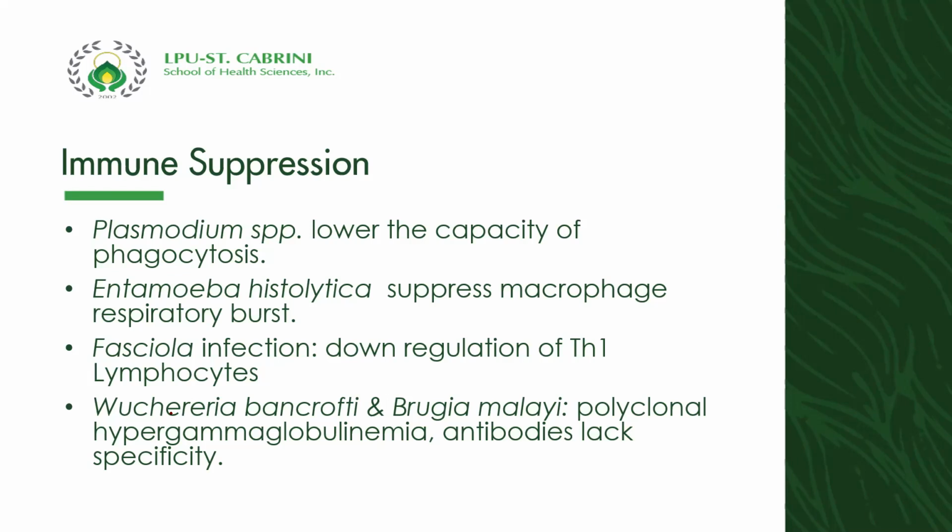On the other hand, for filariasis, Wuchereria bancrofti and Brugia malayi, there is a polyclonal hypergammaglobulinemia, where antibodies lack specificity. Therefore, the parasite can survive. Lack of specificity. Remember, that's one of the requirements. Kailangan specific so that there will be a reaction.